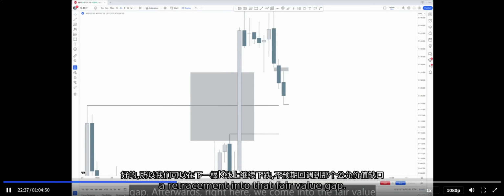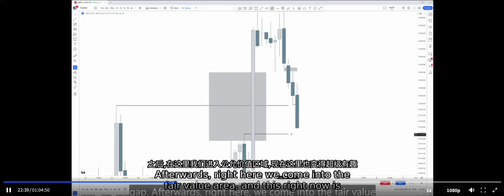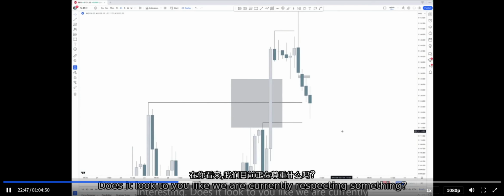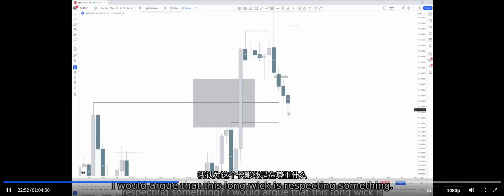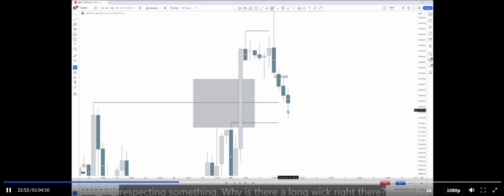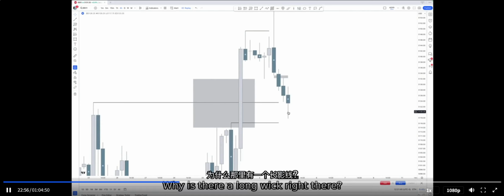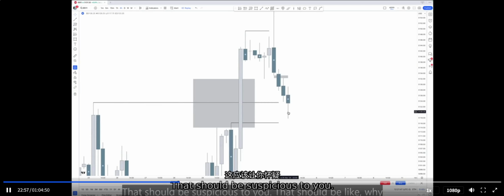Afterwards, right here, we come into the fair value area. And this right now is also where it gets super interesting. Does it look to you like we are currently respecting something? I would argue that this long wick is respecting something. Why is there a long wick right there? That should be suspicious to you. That should be like, why is there a long wick?